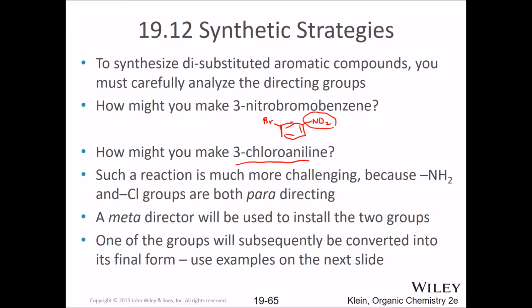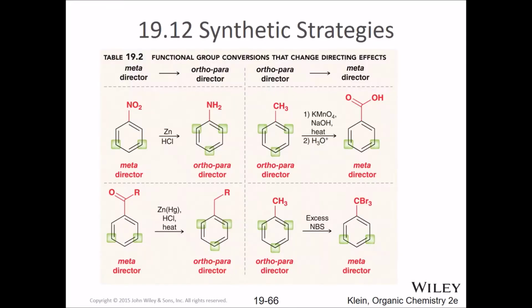Now, a meta director has to be used if you're going to put something in the 3 position. And both of these are ortho-para-directing, right? So you'll have to have a meta director on there and then make a conversion so that you convert the meta director to either amino or to the chloro position. All right, that's subtle. Let's look at some examples on the next slide.